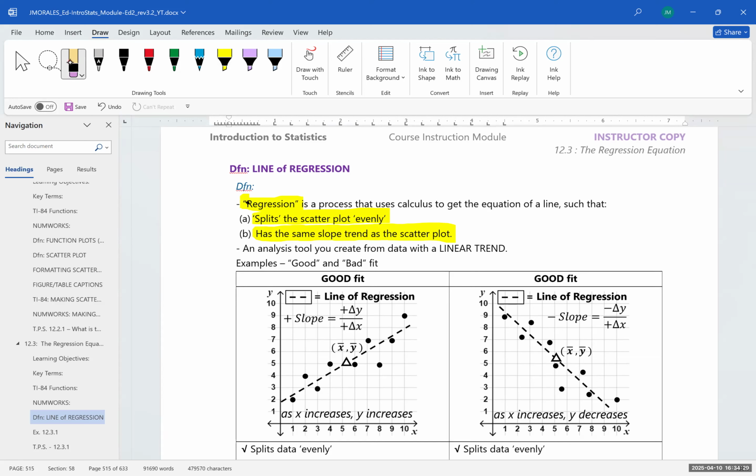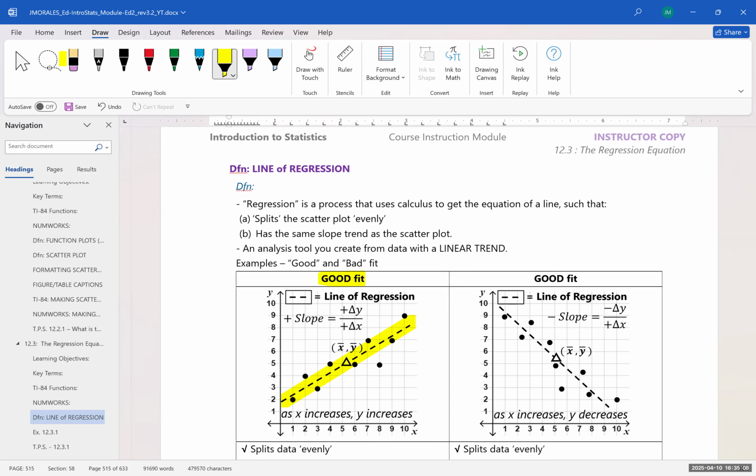So down below, I've got some examples of what's considered a good fit and a bad fit. First, let's look at a couple of good fits. You can see here on this good fit on the left, I've got a scatter plot that's represented by those dark points. And the line of regression is a line of best fit that appears to split the data evenly and also have the same slope trend as the data points.